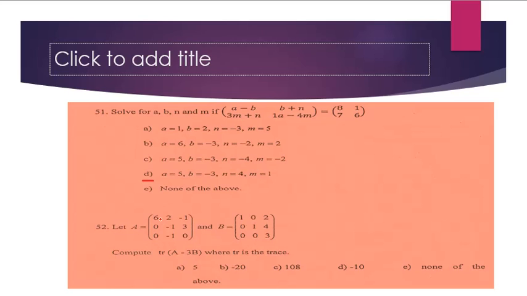Let A be equal to this 3 by 3 matrix, and B to be equal to this 3 by 3 matrix. Now we have to compute the trace of A minus 3B, where TR is equal to the trace. So now let's find A minus 3B, and then we calculate the trace. This is what we are trying to find. So now let's try to solve that.